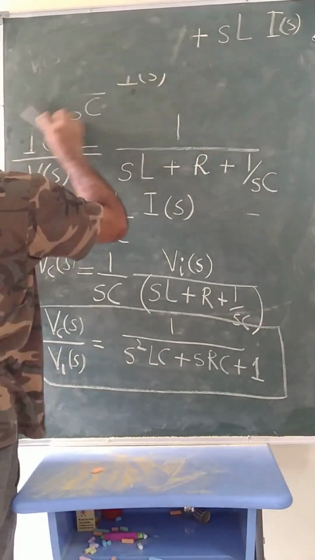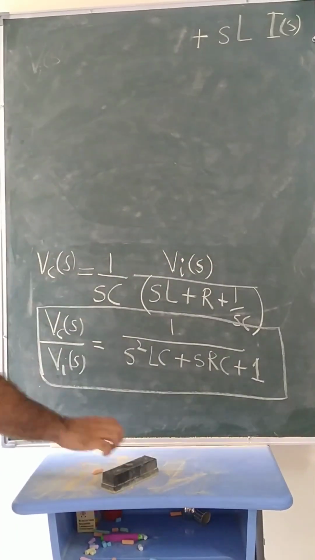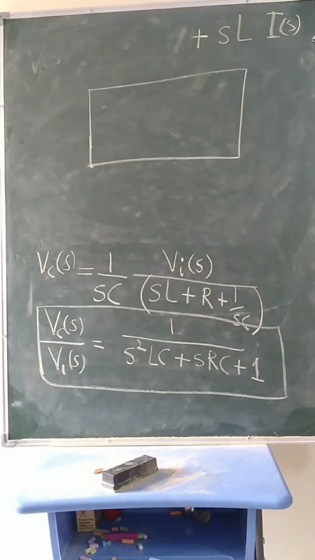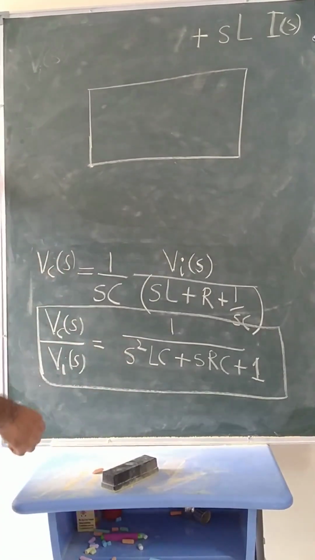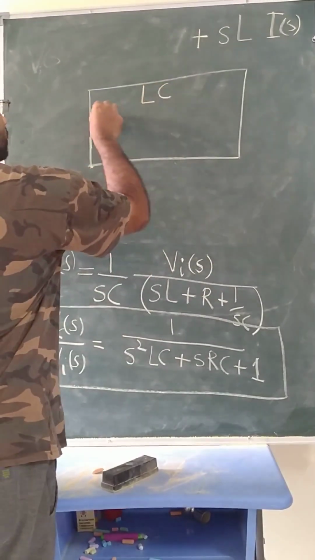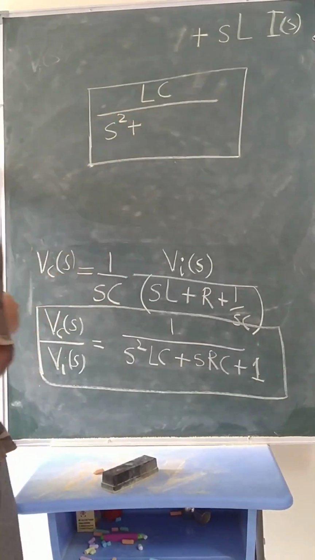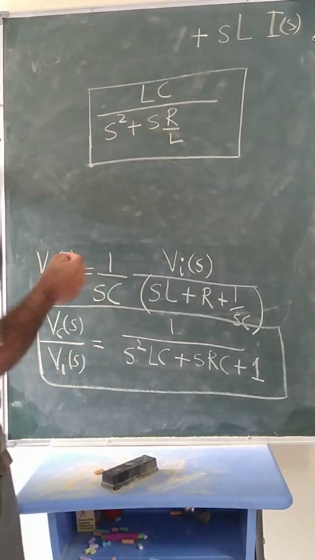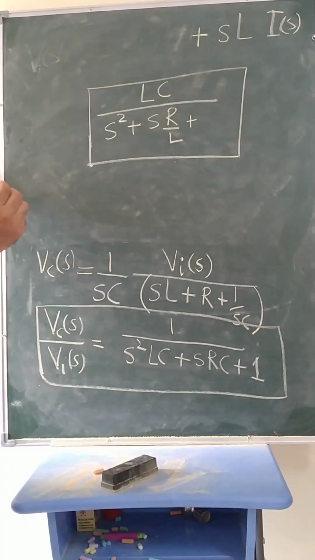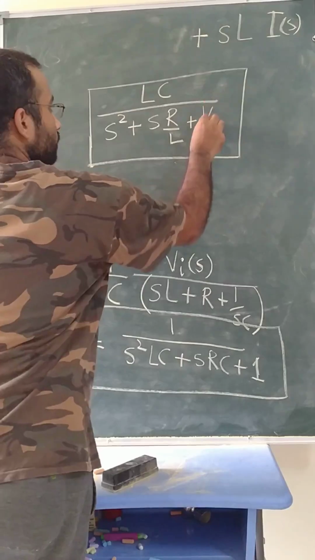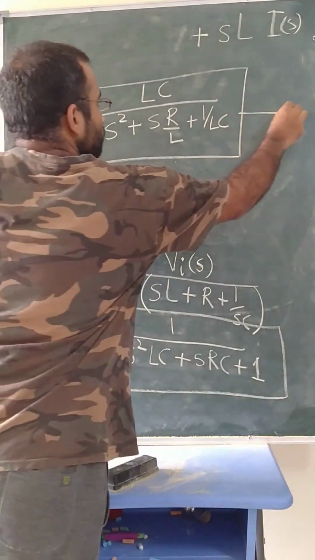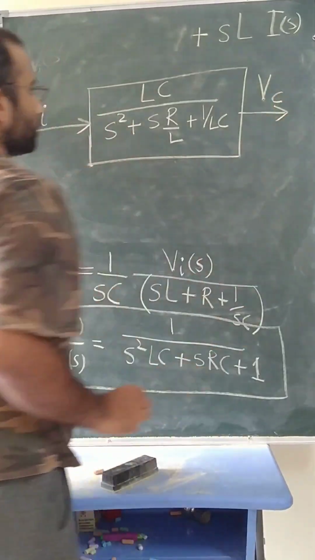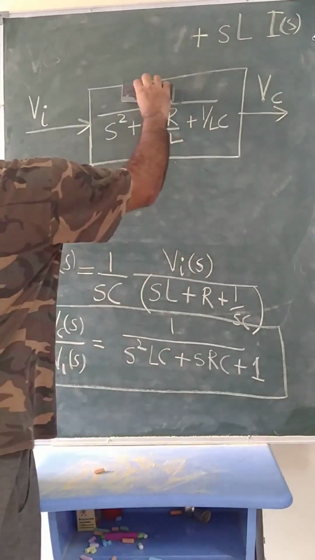In terms of block diagram, again I can show it like this. This is the system block, plant block or process block, whatever you like to call it. If I divide numerator and denominator by LC, this will be equal to 1 by LC divided by s squared plus s R by L plus 1 by LC. The input to this will be the input voltage and the output will be the voltage drop across the capacitor.